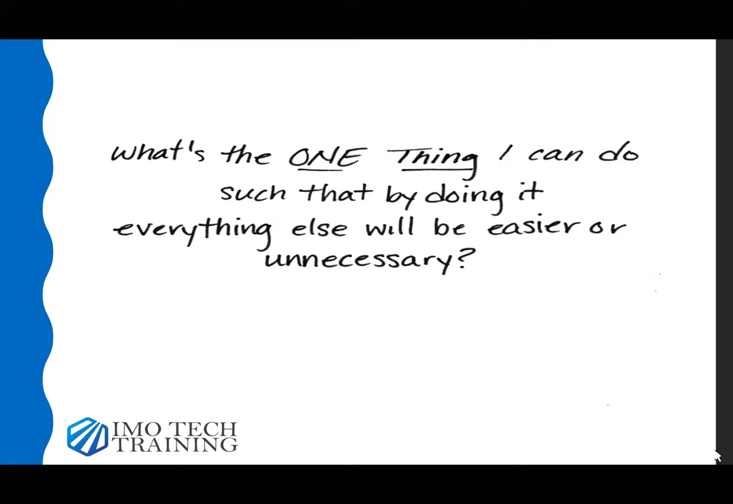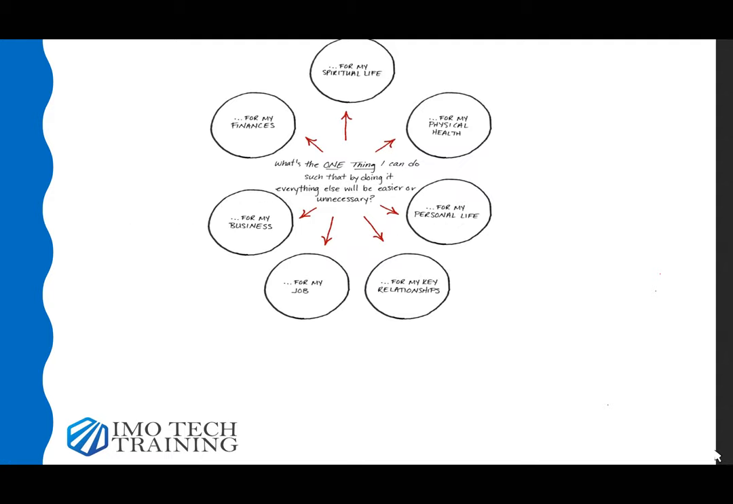So this question asks you for one thing. What's one thing I can do that, if I do it, can make everything else easier? And you can apply that to different parts of your life. Number one, how do I use it? For your spirituality, you can say, what's one thing I can do to be closer to my God? One thing, and only you will know that answer.